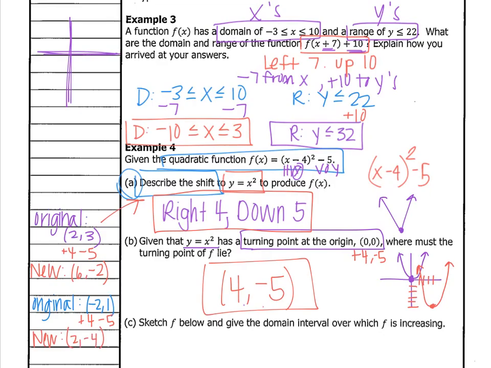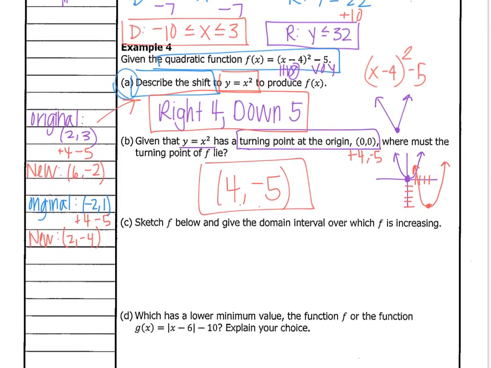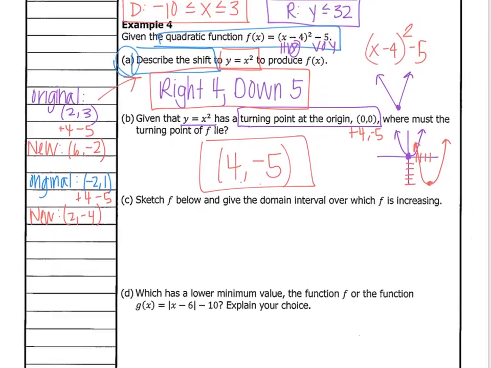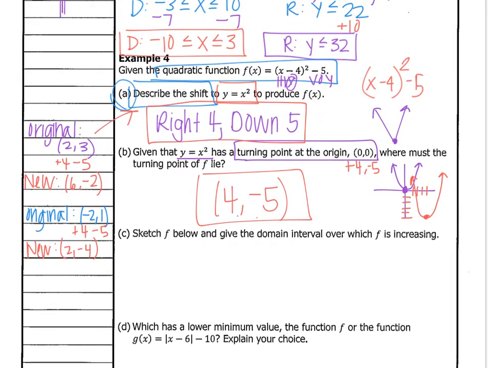Hopefully you said 2, negative 4, because we're adding 4 to the x values, subtracting 5 from the y values. Like I said, we're going to skip the rest of this problem here. Flip it over to your next page, please.